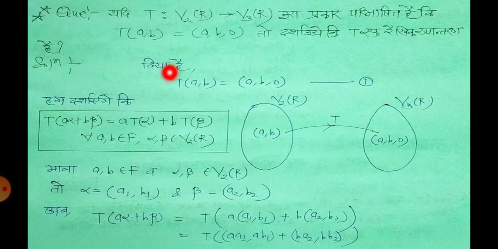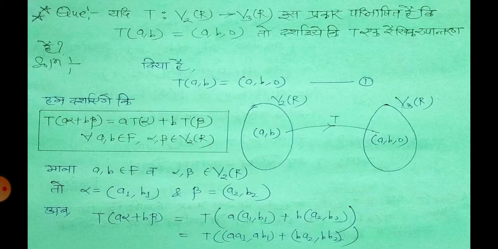Solution. First we write, given that T of (a, b) is equal to (a, b, 0), this is equation 1. Make a diagram: V2(R), V3(R). (a, b) is an element in V2 and (a, b, 0) is an element in V3, and capital T is the mapping from V2 to V3. We will show that T of a alpha plus b beta is equal to a T of alpha plus b T of beta for all a, b belonging to capital F and alpha, beta belonging to V2(R).